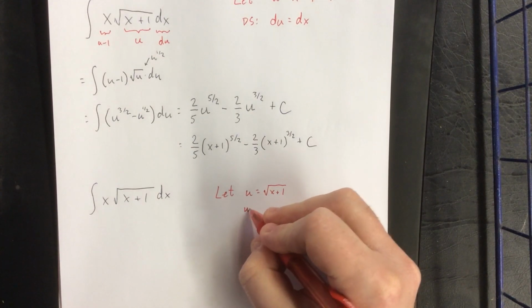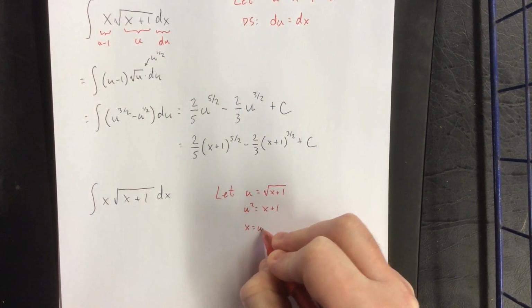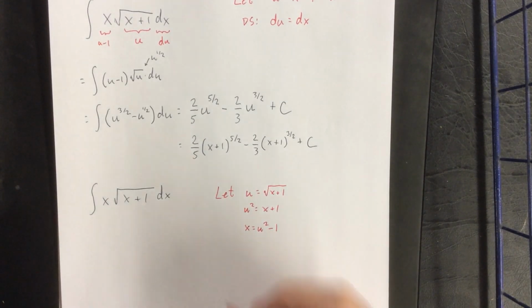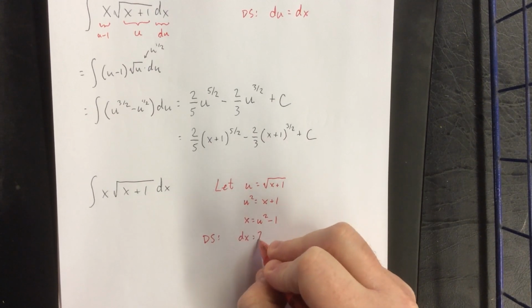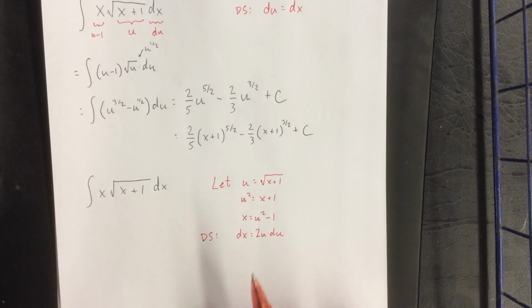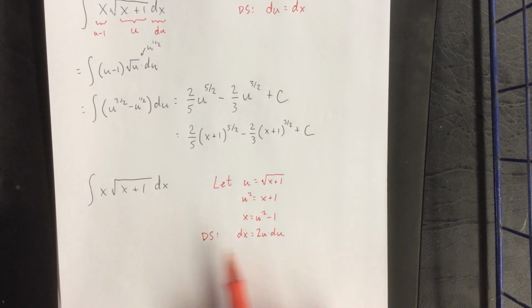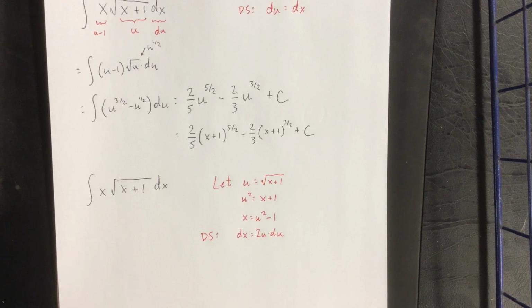Upon doing so, I would get u squared is equal to x plus 1, or simply x is equal to u squared minus 1. If I were to differentiate this to create a differentiating substitution, I would get that dx is equal to 2u times du. When you do this, it guarantees that you'll have a substitution for the dx to go directly in terms of u. This doesn't always necessarily happen this nicely, but it certainly can happen from time to time, especially when dealing with radicals.